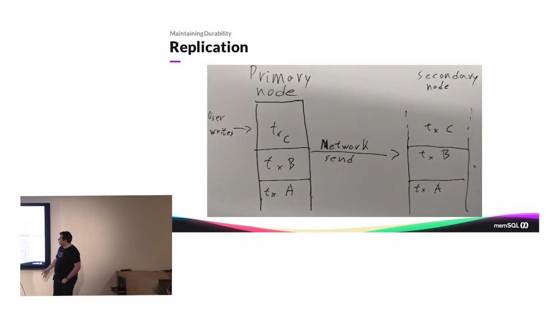But for this presentation, you can assume that it's the user interacting directly. In MemSQL, those would be the nodes we call aggregators, but they are kind of users of this copy. And then the primary node sends over the network to the other node the transaction log.